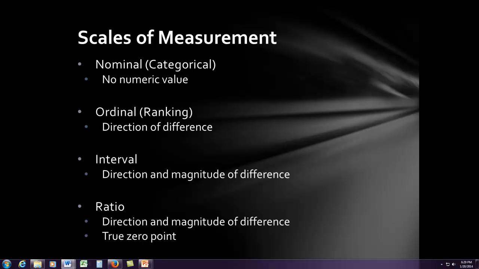I also have a cheat sheet that I'll post to Canvas for you that can give you some hints on how to identify nominal, ordinal, interval, or ratio scales of measurement, because this is one of those tricky things that students seem to get hung up on in this class.